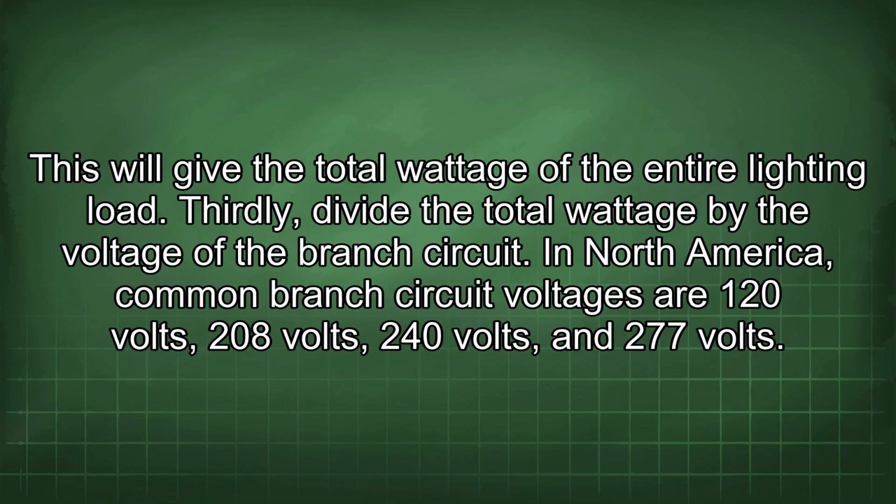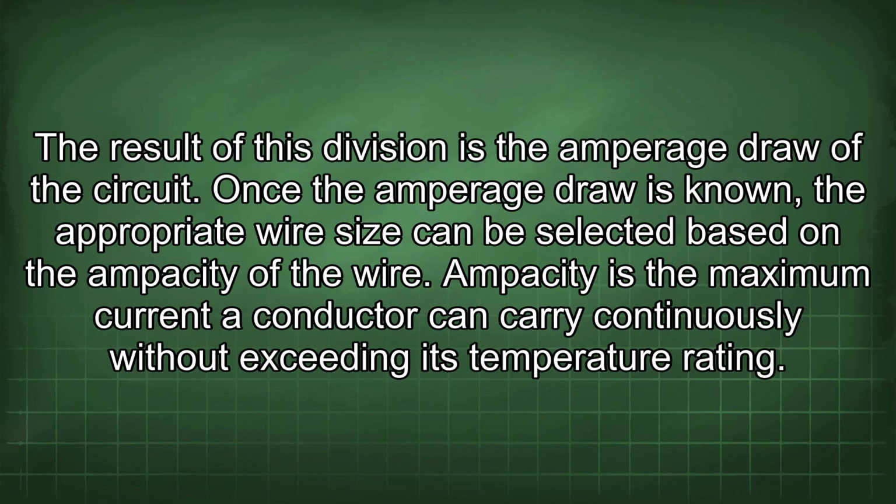Thirdly, divide the total wattage by the voltage of the branch circuit. In North America, common branch circuit voltages are 120 volts, 208 volts, 240 volts, and 277 volts. The result of this division is the amperage draw of the circuit. Once the amperage draw is known, the appropriate wire size can be selected based on the ampacity of the wire. Ampacity is the maximum current a conductor can carry continuously without exceeding its temperature rating.